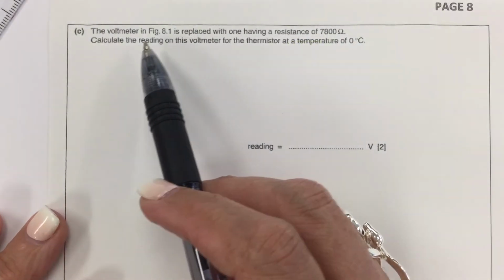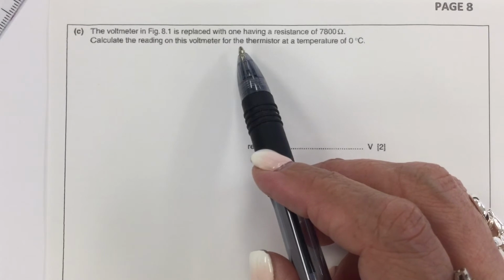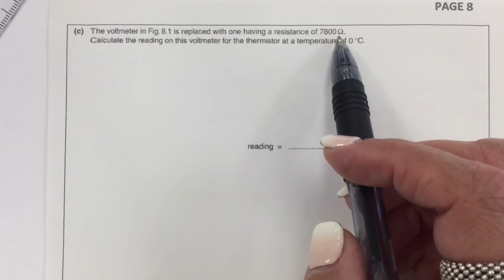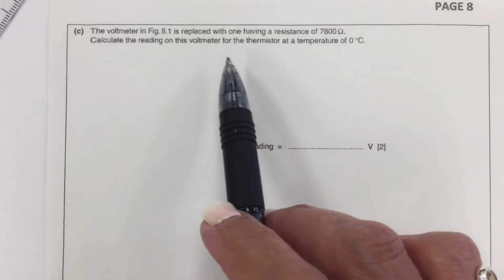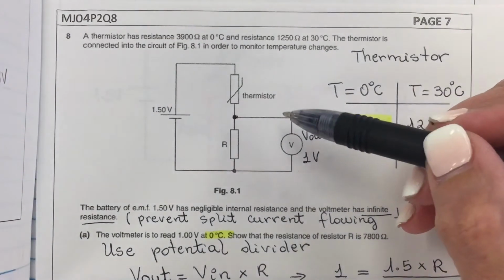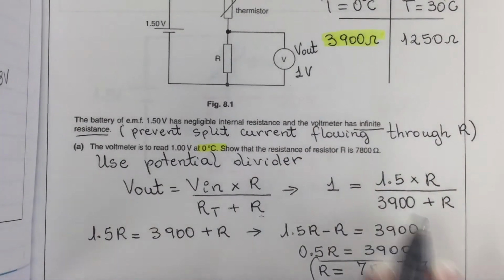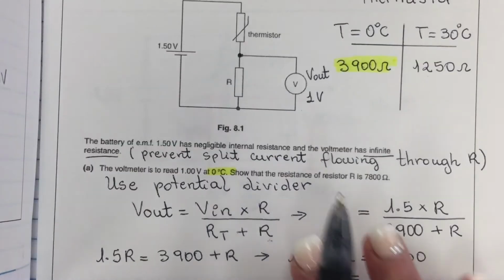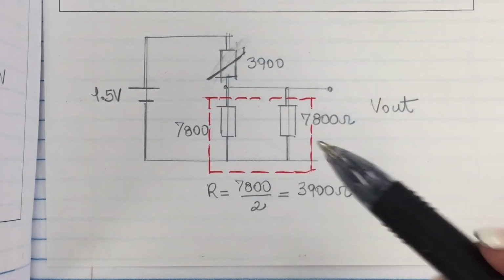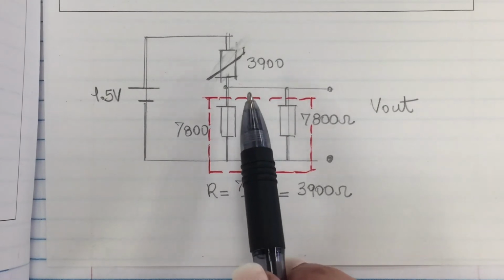Next question. The voltmeter in this picture here is now replaced with one having a resistance of 7,800 ohms. Now calculate the reading on this voltmeter for the thermistor at the temperature of 0 degrees Celsius. What this problem is saying is that I have to replace this voltmeter with another resistor with the same value as this resistor here, which is 7,800 ohms. And it is asking to calculate the output voltage for this scenario when the thermistor is at the temperature of 0 degrees Celsius.